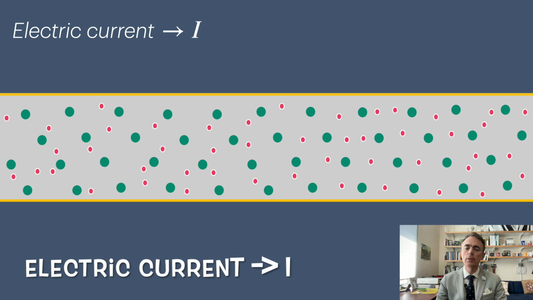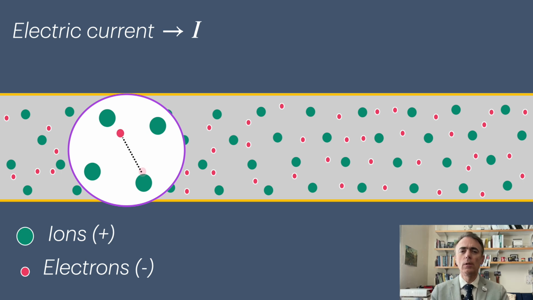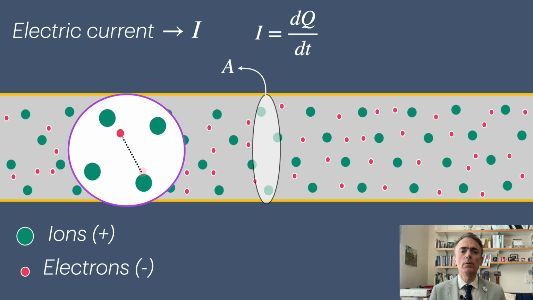Electric current, denoted as I, represents the flow of electric charge through the conductor. Formally, it is defined as the rate at which charge Q flows through a cross-sectional area A of a conductor. Mathematically, it is expressed as dq/dt. The unit to measure the current is the ampere, A, which is 1 coulomb per second.